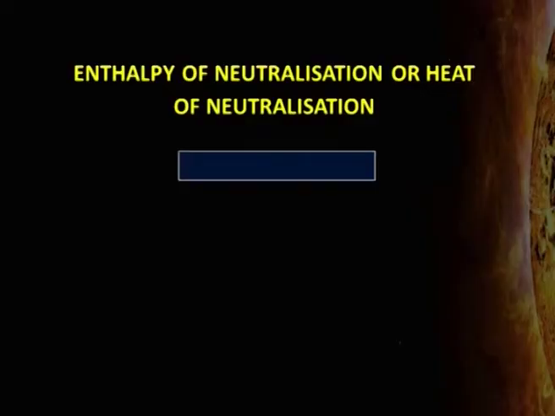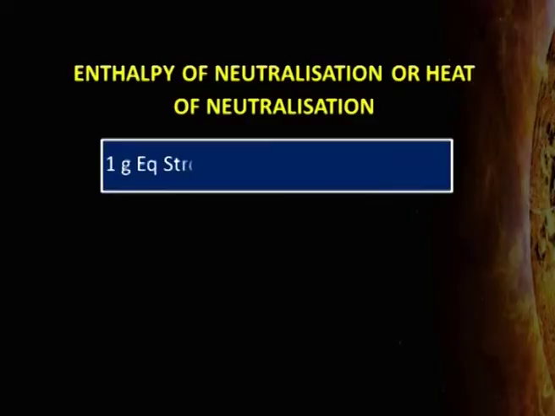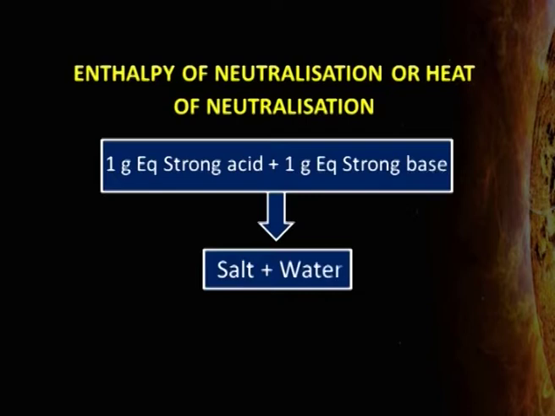Enthalpy of neutralization is another very important type of enthalpy which must be studied in thermochemistry. Enthalpy of neutralization is the amount of heat produced when 1 gram equivalent of an acid is completely neutralized with 1 gram equivalent of a base in dilute solution. For example, if 1 gram equivalent of strong acid gets completely neutralized with 1 gram equivalent of base, salt and water will be produced and 13.7 kilocalories of heat will be liberated.